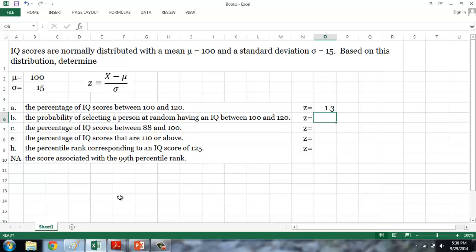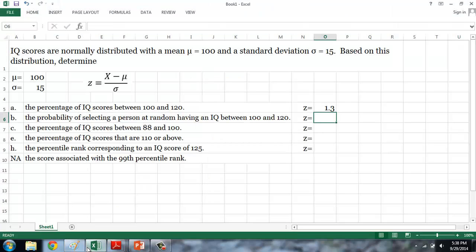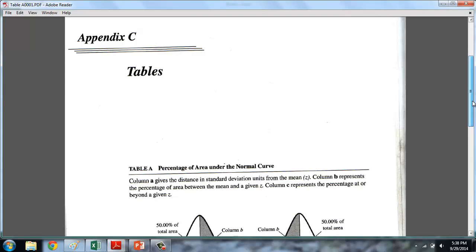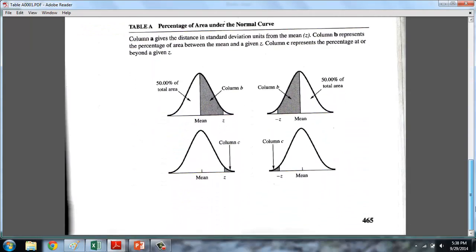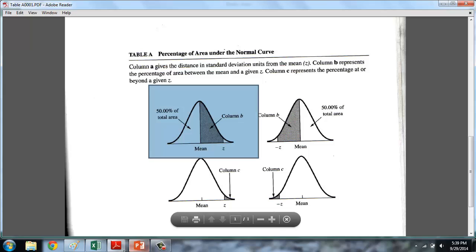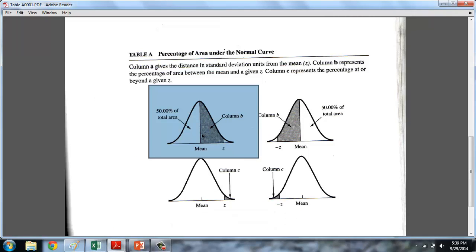Now, all we have to do is figure out what the percentage is under the normal distribution between the mean and a z-score of 1.3. We do that by referencing a table in the back of the textbook. In Appendix C, there's a list of tables, and the first table, Table A, on page 465, is the percentage of area under the normal curve. You'll notice that this particular picture looks very much like what we're looking for. And it says that the shaded area can be found in column B of the table.